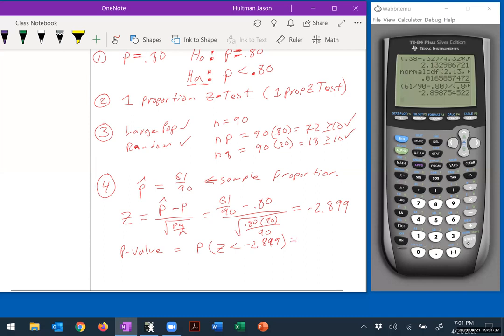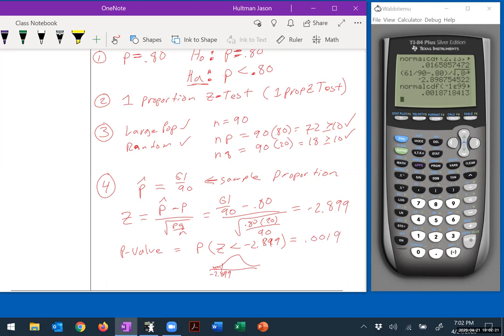So we're going to go to normal CDF, and we want to know the probability of being less than negative 2.899. So we're going to go from negative infinity all the way up to negative 2.899. 0, 1 is fine because it's a z-score, and that's 0.0019.